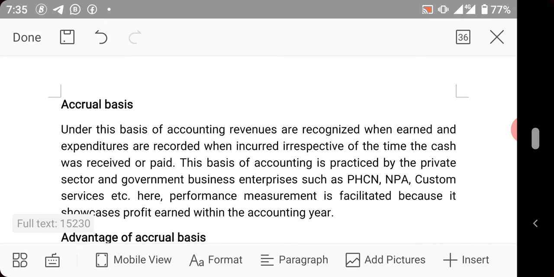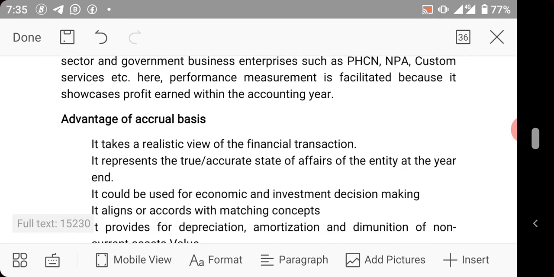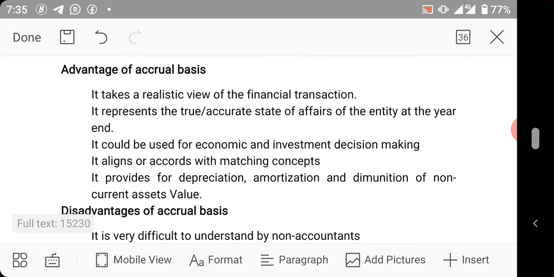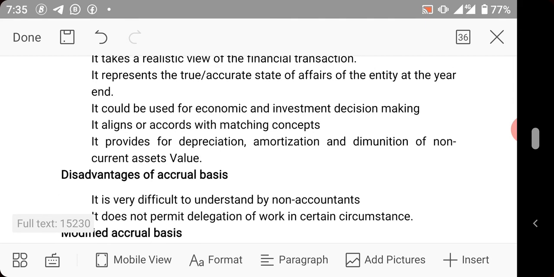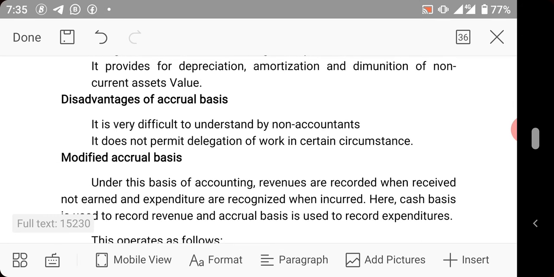Accrual basis is saying, recognize revenue and expenses when they are earned and incurred, not when cash is paid. The private sector and recently the Nigerian government have adopted the accrual basis of accounting. Good. Advantages: it takes a realistic view of the financial transactions. It represents the true or accurate state of affairs of the entity. It could be used for economic and investment decisions and many others. You can read that up. So we have disadvantages. It is very difficult to understand by non-accountants. It does not permit delegation of work.